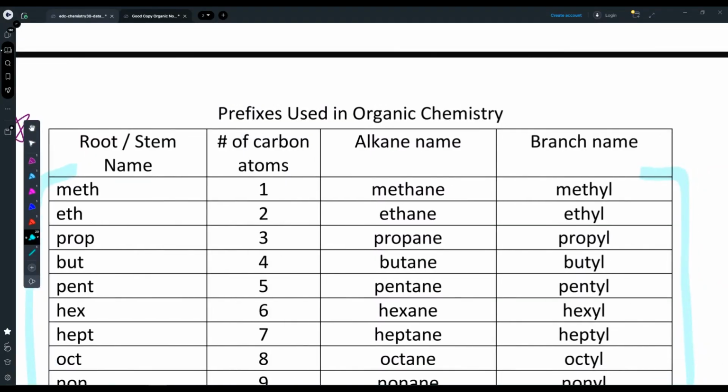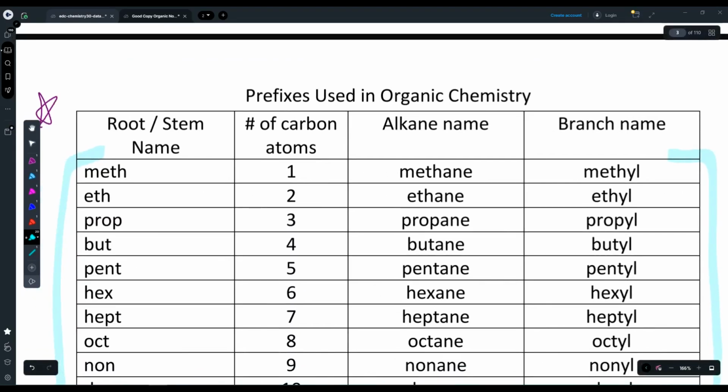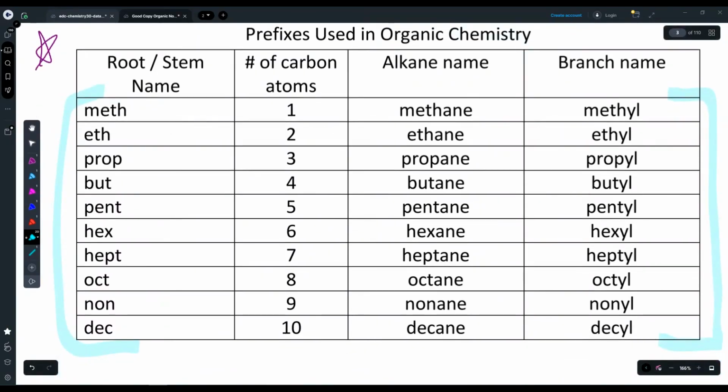Okay. 3 carbons, the stem name would be prop. For 4 carbons, but, even though it's spelled like but, it's pronounced bute. For 5 carbons, pent. Hex for 6, hept for 7, oct for 8, non for 9, and dec for 10.